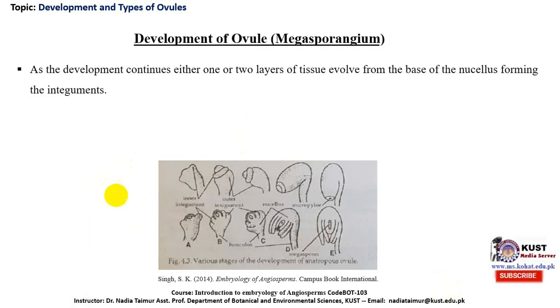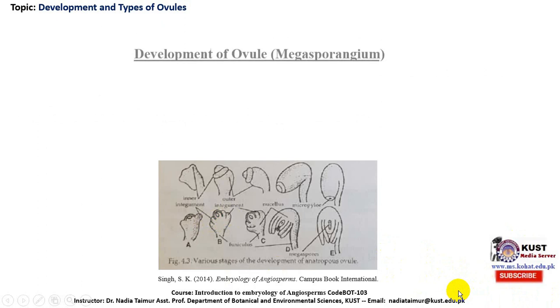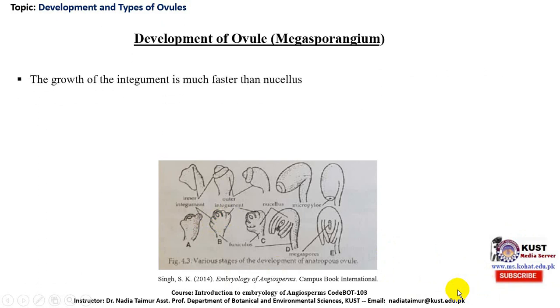So as the development continues, either one or two layers of tissue evolve from the base of the nucellus, forming the integuments. As you can see here, these are the two integuments that are in the process of development. The inner integument develops first, and after that, the second one evolves. The growth of the integument is much faster than the nucellus. As you can see here, these integuments are growing faster than the nucellus.